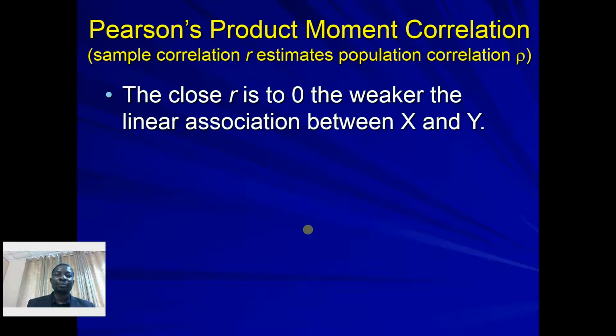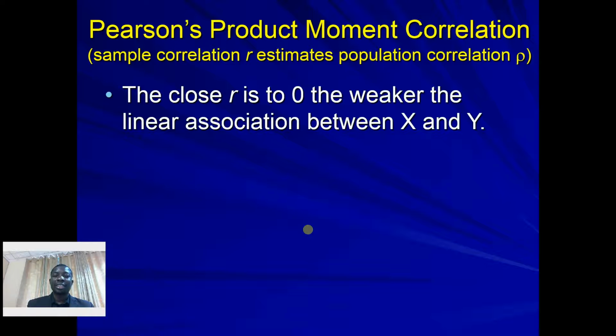Now, when your r is getting closer to 0, then the association becomes weaker. So when the correlation coefficient is close to 0, the implication is that the linear association between the two quantities, say x and y, is very weak. It does not mean that there's no association. In fact, let me emphasize this: correlation measures linear association, not just relationships. So when the correlation coefficient is 0, it does not mean that there's no relationship between the two quantities, but just that there's no linear association between them.